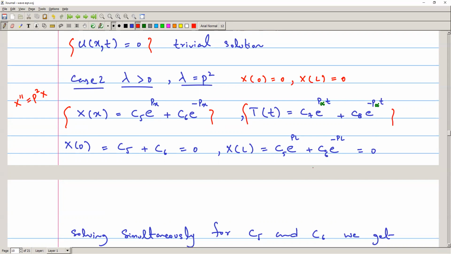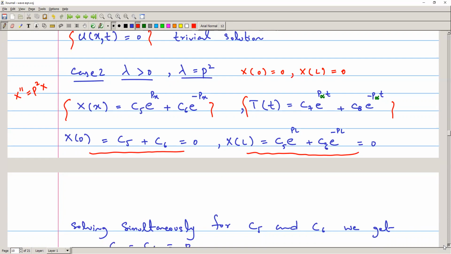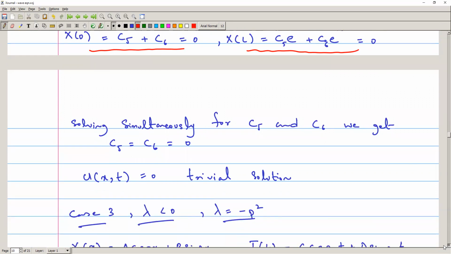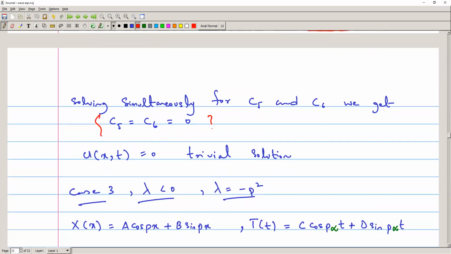Now we will apply the boundary conditions, and we can see that there are two equations for C5 and C6, so we can solve them simultaneously to get the values of C5 and C6. Both equations are homogeneous, so it's a system of linear homogeneous equations. Therefore, the solution will be trivial, so C5 is equal to C6 is equal to 0. Therefore, the solution for the wave equation for this case is also the trivial solution. Now we will check for case 3.